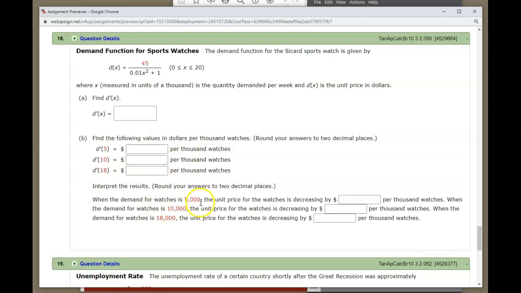When the demand for watches is 5,000, the price per watch is decreased by... So this is saying, what does this mean? It's decreased by something per 1,000 watches. So whatever this number is here, you're going to put down here. But the decreased already has the negative, so it may be that it doesn't want the negative there. So try that. These say decreased by so many, so I don't think you're going to need the negative. These will be negative values.